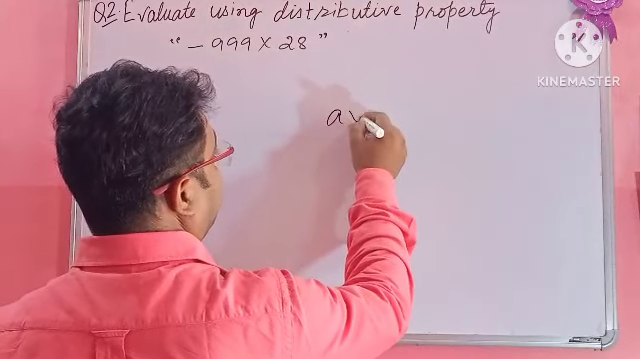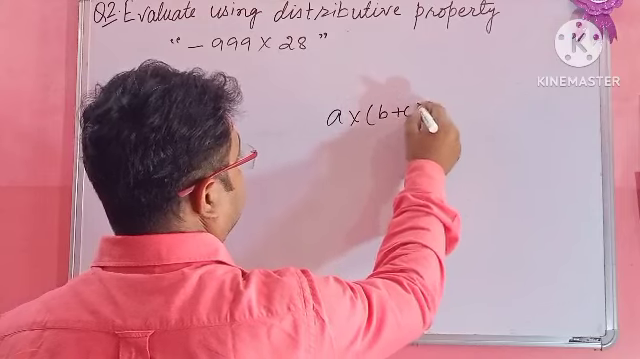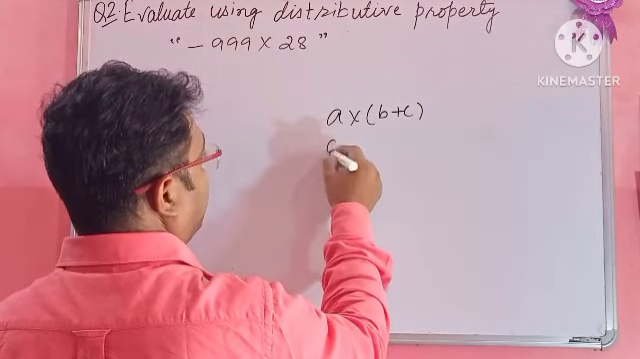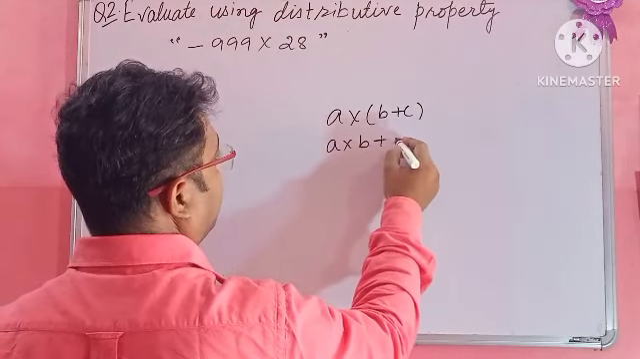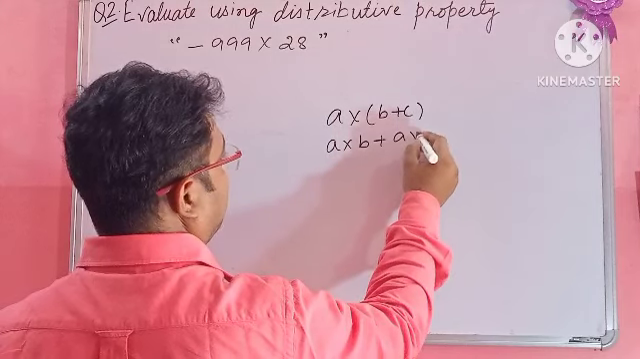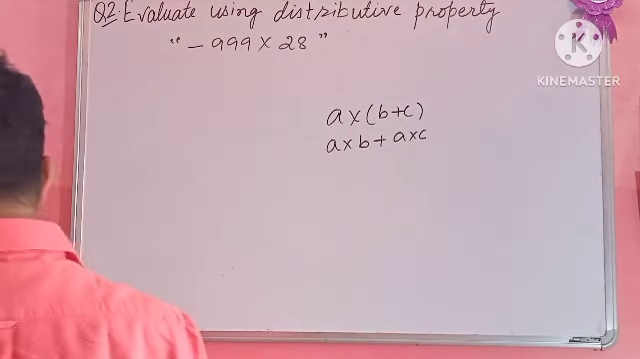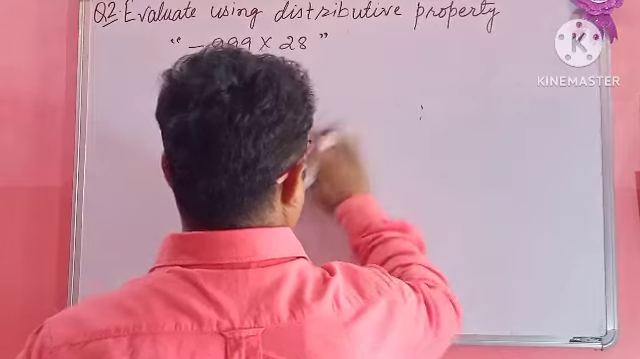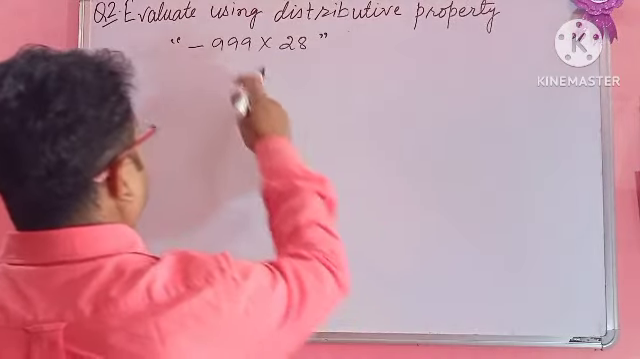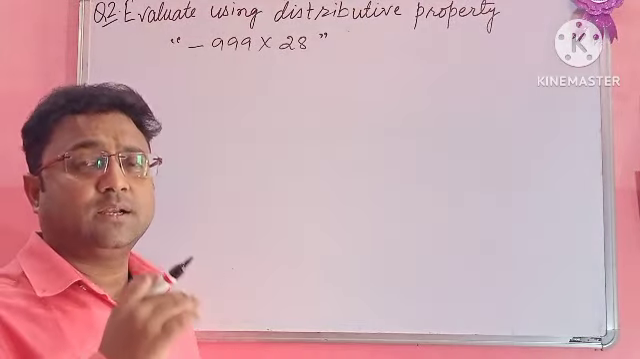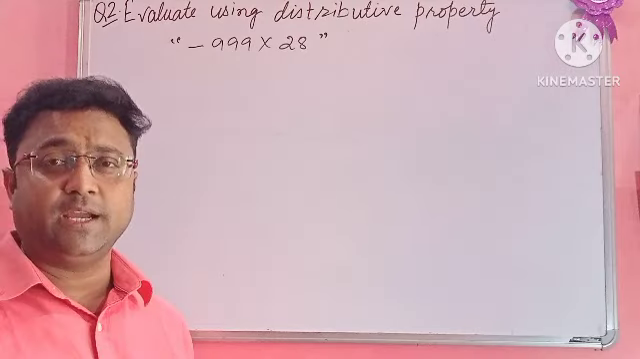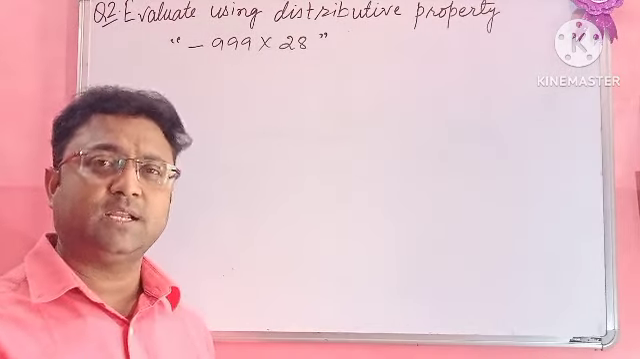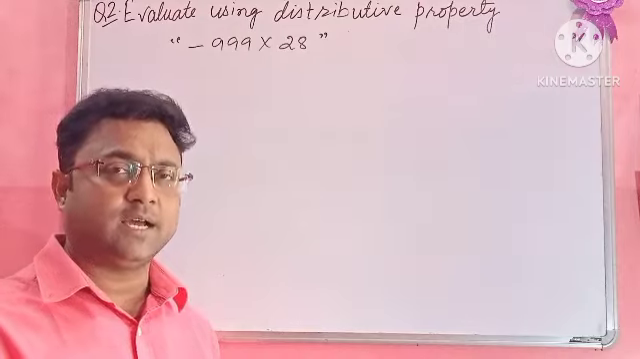A multiply (B plus C). You have to multiply A and B, thereafter plus, and then A multiply C. This was your distributive property. Here, if you directly multiply 999 with 28 and at the end put a minus sign, it will give you the result and the answer will be correct.